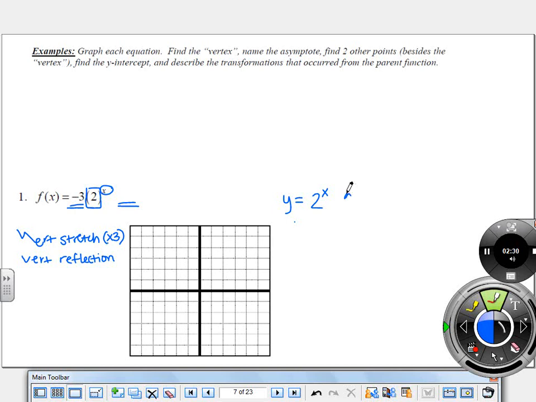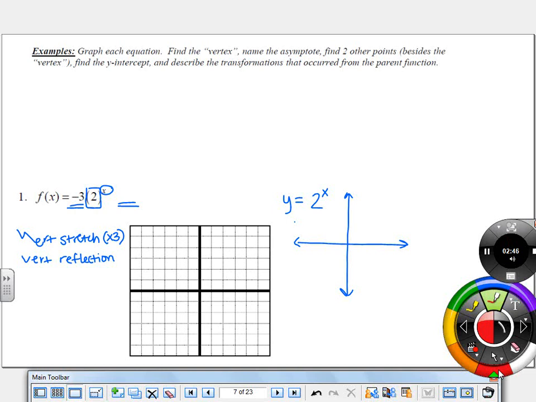Look at the parent functions that we graphed yesterday. Y equals 2 to the x. Is it exponential growth or exponential decay? It's growth because the 2 is bigger than 1. The base is bigger than 1.